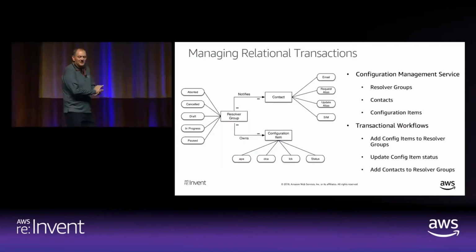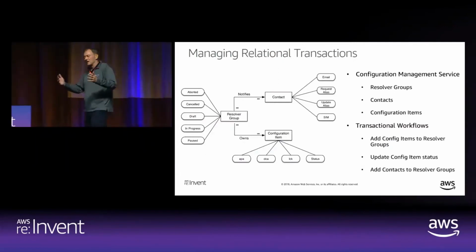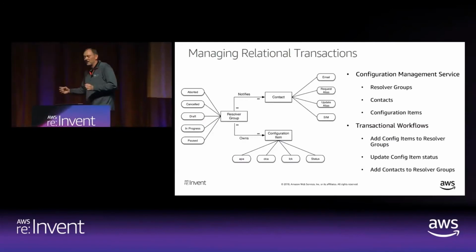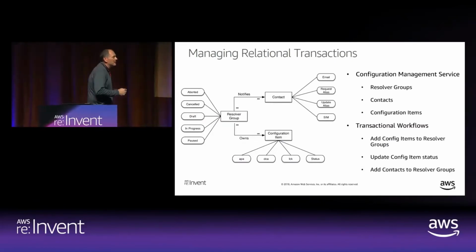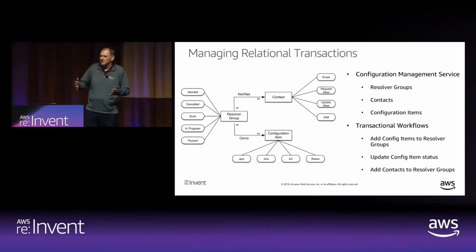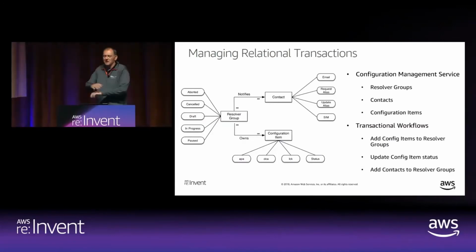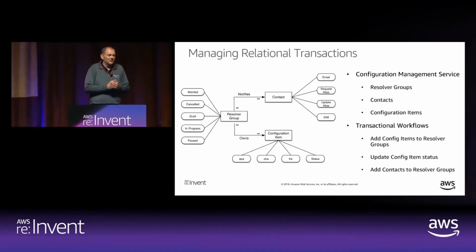Now we get into multiple items, and we're going to start getting into some real data modeling here. In this example, I'm going to use a pretty simple internal service that we have at Amazon. It's a resolver service for configuration items. We create the resolver groups, we associate the configuration items to those resolver groups, and then we have contacts for those resolver groups. When new configuration items come in, we email all the contacts associated to a given resolver group.